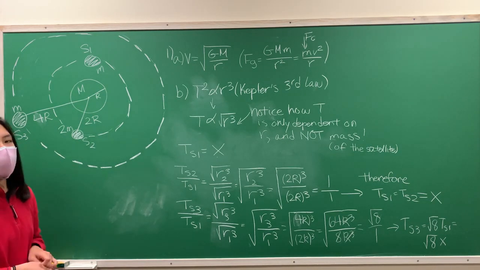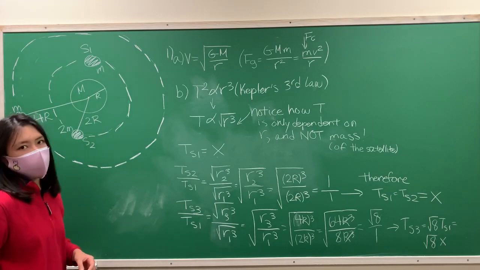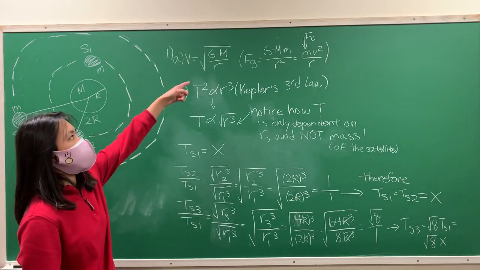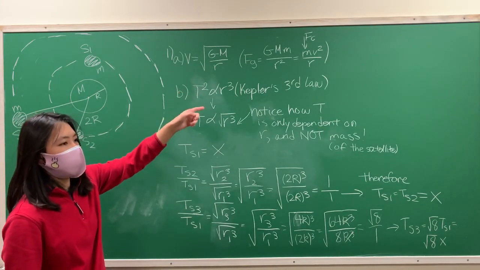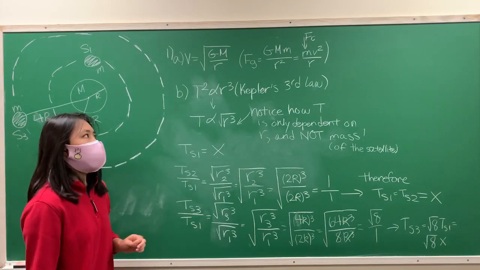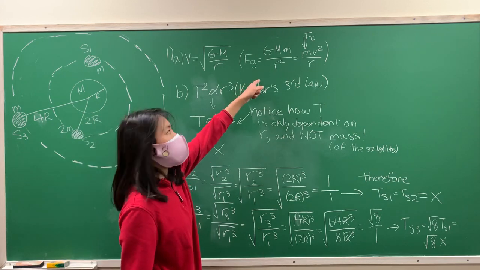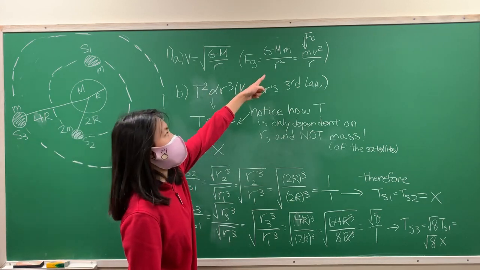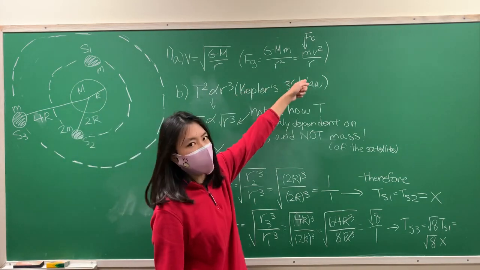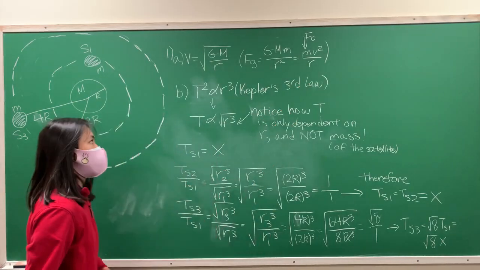And so in part one, you guys already solved for the velocity equals the square root of big G, big M over little r. And the way that we solved it is that we equated the force of gravity, the universal force, through this expression to equal the centripetal force because it's a circular motion.